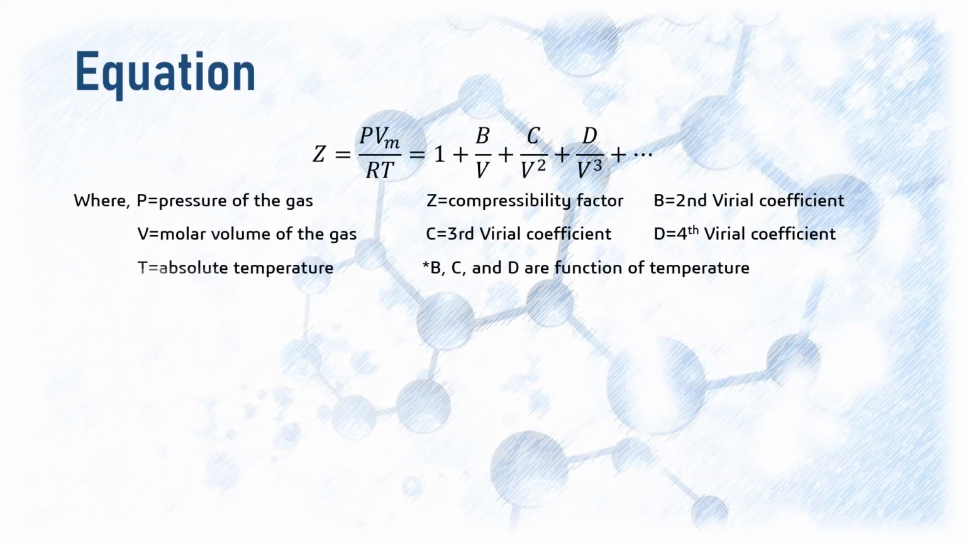The equation he obtained is shown in the slide. P is the pressure of the gas, V is the molar volume of the gas, T is the absolute temperature, and Z is the compressibility factor. B, C and D are the second, third and fourth virial coefficients respectively. They are functions of temperature.